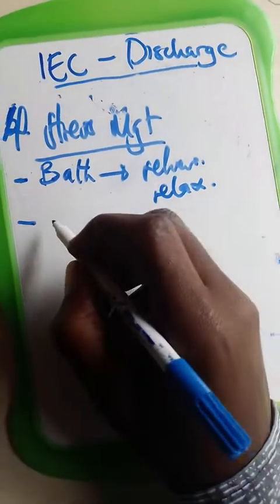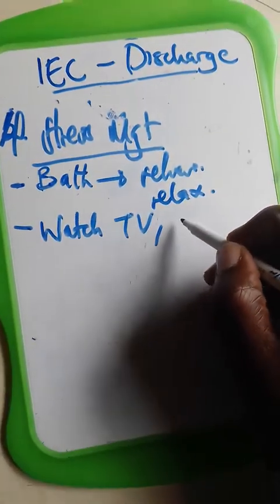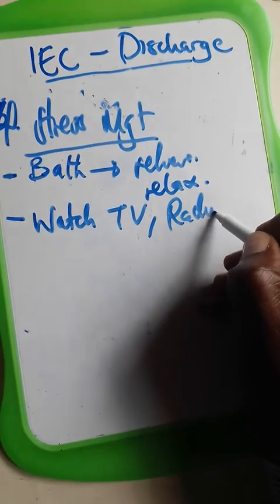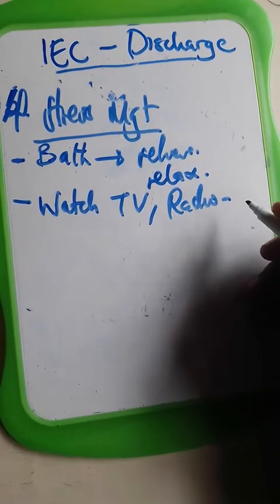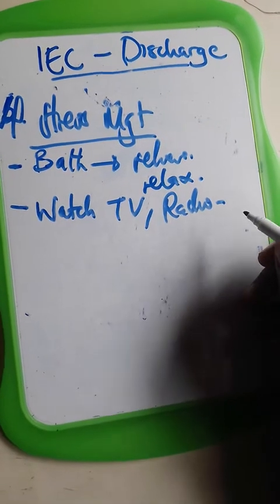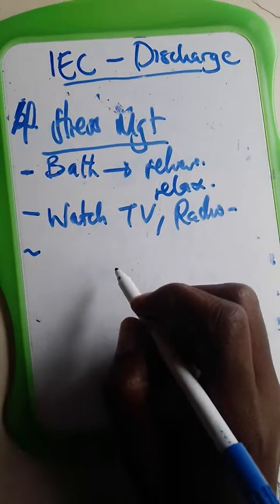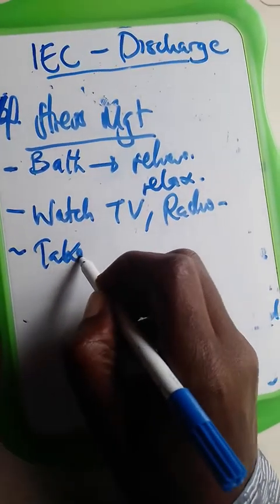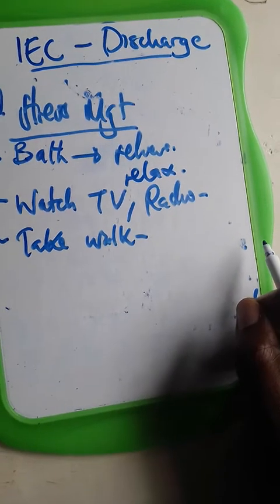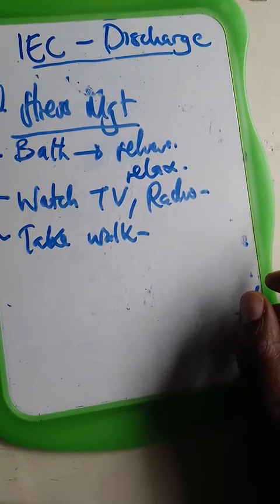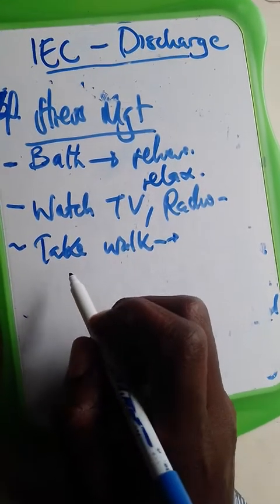Then again, the patient needs to maybe watch TV or use a radio to listen to something, so that at least their mind is diverted away from their sickness or illness. This will help them recover quickly. Then they should also take a walk. Taking a walk helps because they'll be able to see different images around the environment, and this will help them recover quickly.